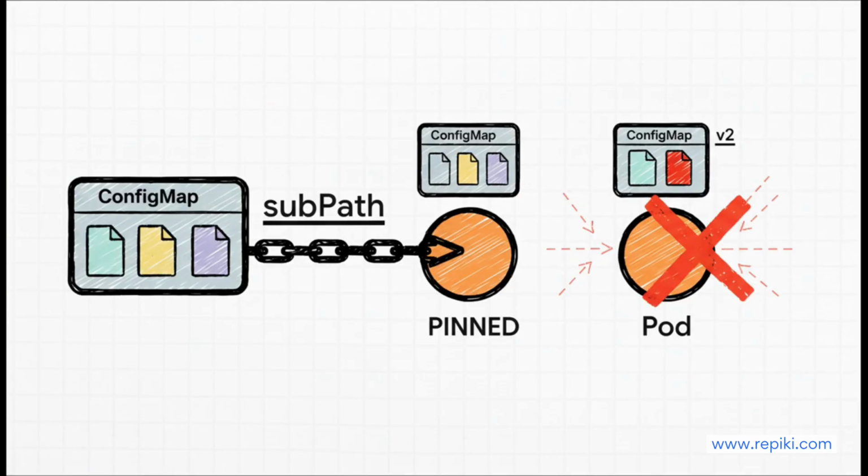So here's how the trap works. You just want to mount a single file from your config map, not the whole thing, so you use subpath. Seems totally logical, right? But it's a trap. What subpath is doing under the hood is it's locking your pod to the specific version of that file that existed when it first started. So Kubernetes will update the data in the config map, but your pod is completely blind to it. The update will never arrive until you restart that pod, which totally defeats the whole purpose of using dynamic volumes in the first place.